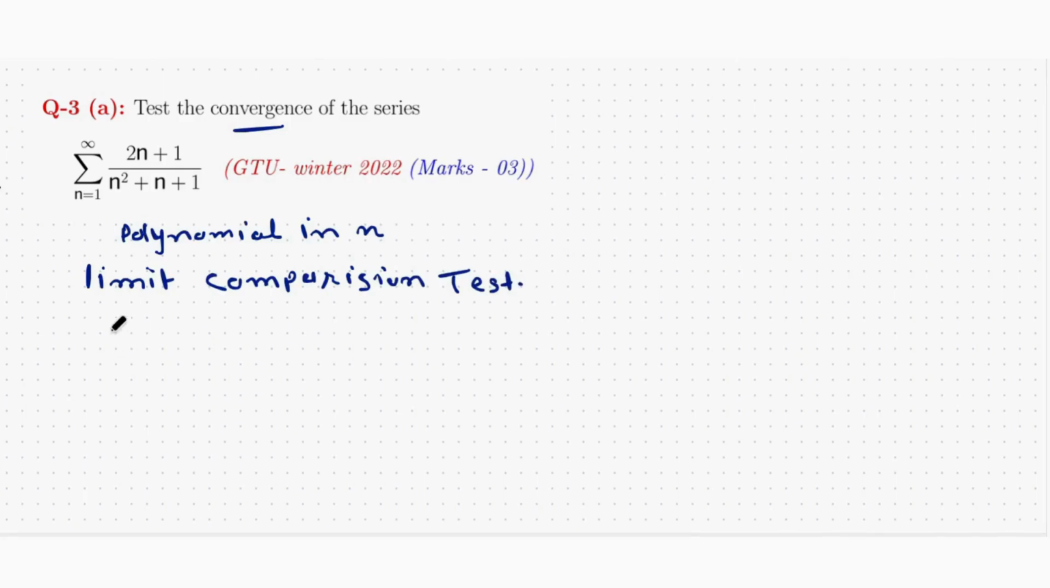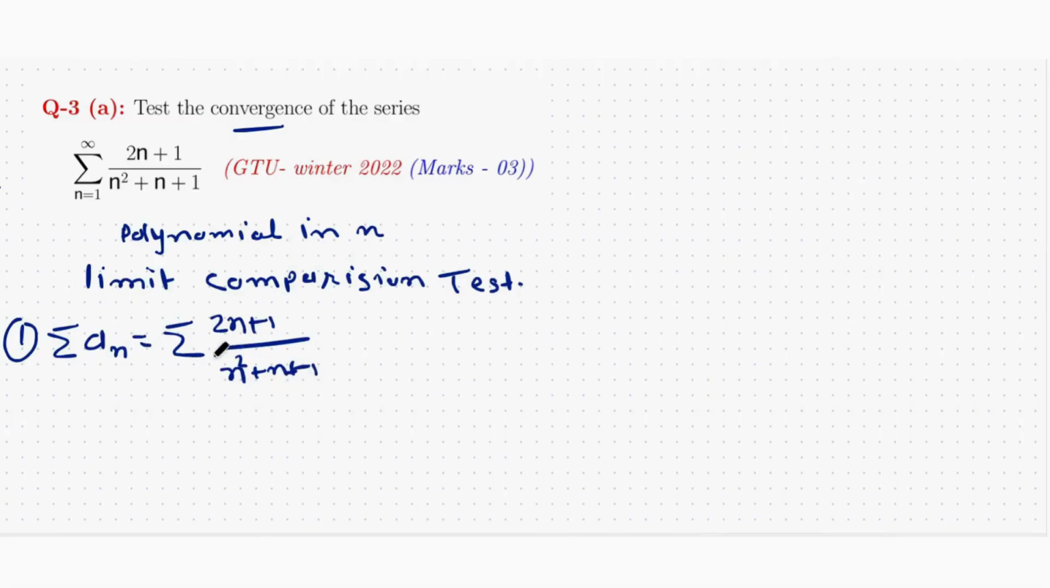लेट्स डिस्कस हाउ टू अप्लाई लिमिट कंपैरिजन टेस्ट स्टेप बाय स्टेप. चलो फर्स्ट हमें क्या करना है? फर्स्ट वन इज व्हाट? द गिवन सीरीज इज ए एन सीरीज. सो सीरीज ए एन इज व्हाट? सीरीज ए एन इज 2n plus 1 upon n square plus n plus 1. Okay, now this one is my given series.